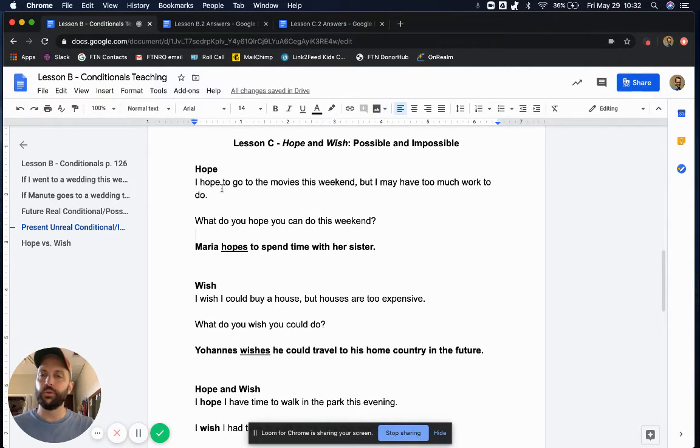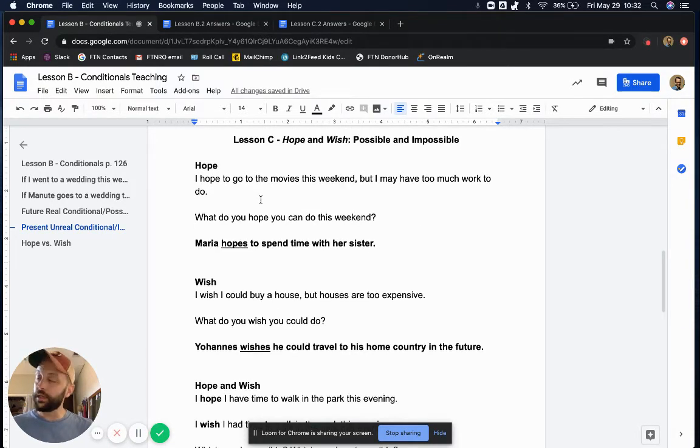If we're using the word hope, and again, I'm sorry, moving too fast here. This is page 126. All right, if you want to look in your book, but just watch the screen for right now. Okay, I hope to go to the movies this weekend, but I may have too much work to do. What do you hope you can do this weekend?